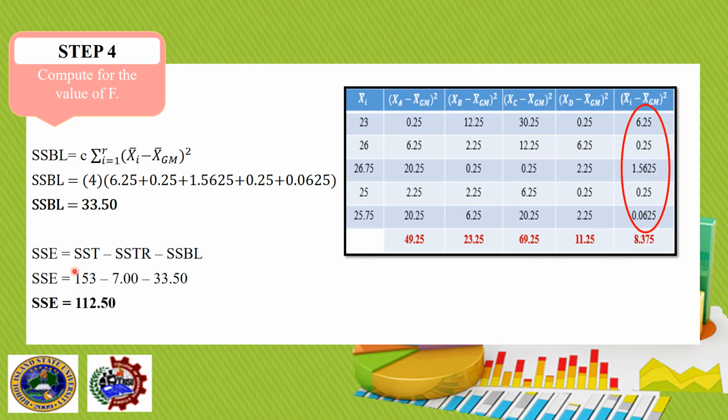Lastly, we will find the sum of squares due to random errors, or the SSE. This will be easy because we have already found the values of SST, SSTR, and SSBL. We simply substitute in the formula. So SSE is equal to 153 minus 7 minus 33.50, and so our SSE is equal to 112.50.